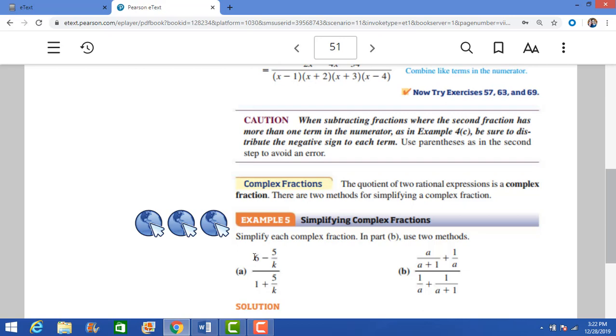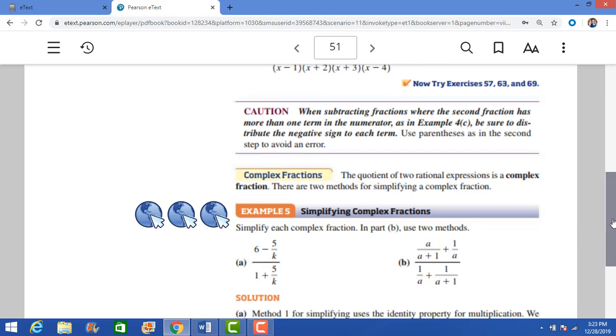We can multiply the top and the bottom by k, or we can get a common denominator here and then divide. Either way is fine. If you multiply the top and the bottom by k, why are we doing that? We're trying to get rid of this denominator here. Since the only denominator is k, we can multiply the top and the bottom of this fraction by k, and we'll get 6k minus 5 on the top, and we'll get k plus 5 on the bottom.